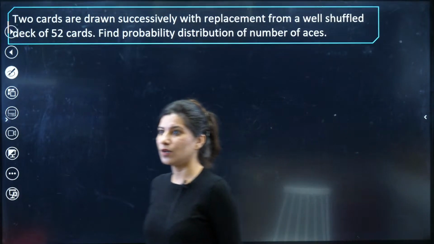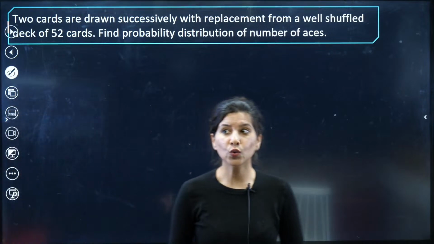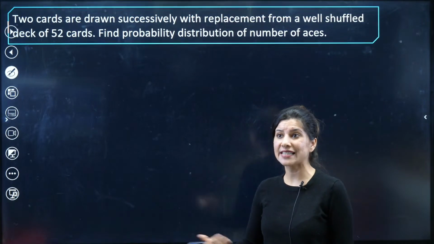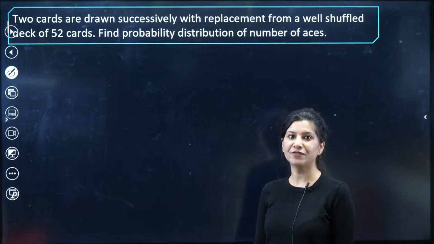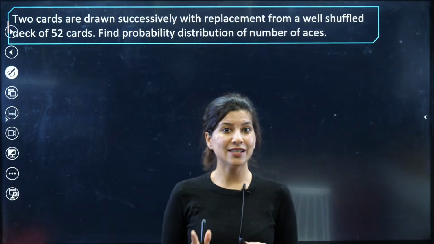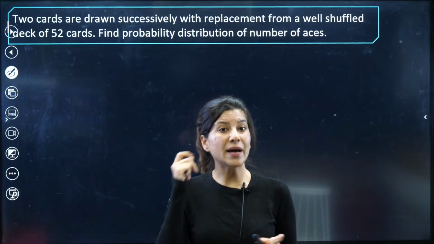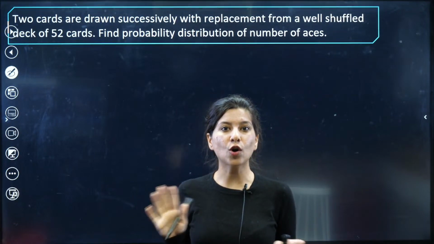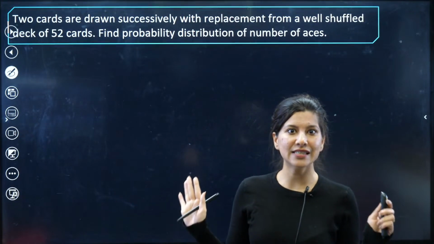Please read the question carefully. 2 cards are drawn successively with replacement from a well shuffled deck of 52 cards. Find the probability distribution of number of aces. Please understand, this is not that topic. The NCR topic is gone now, but random variables will still be there.